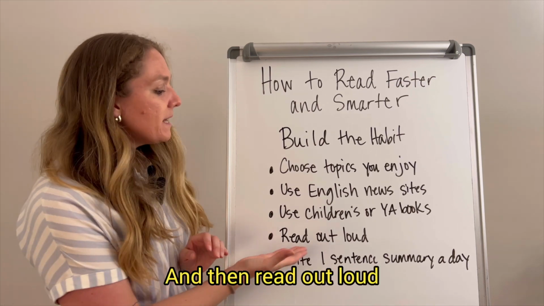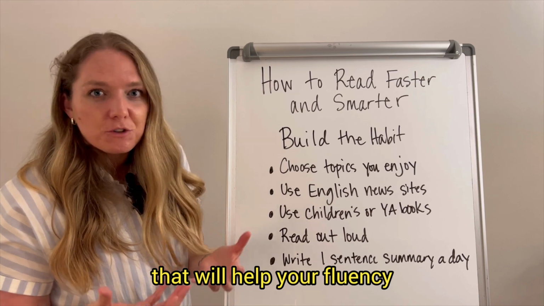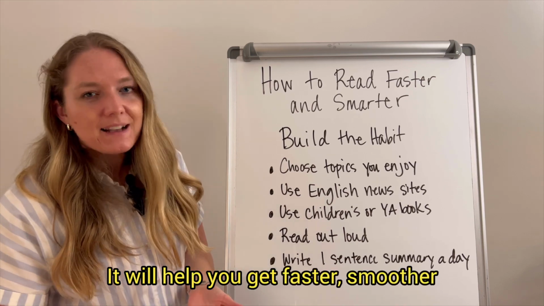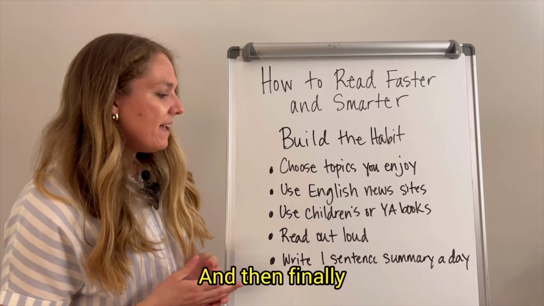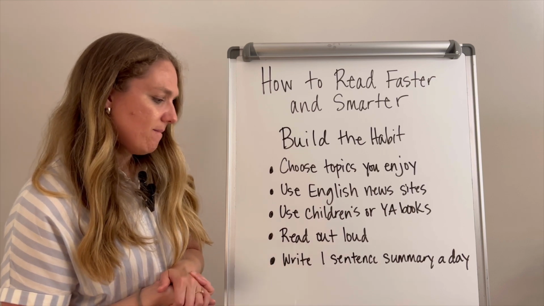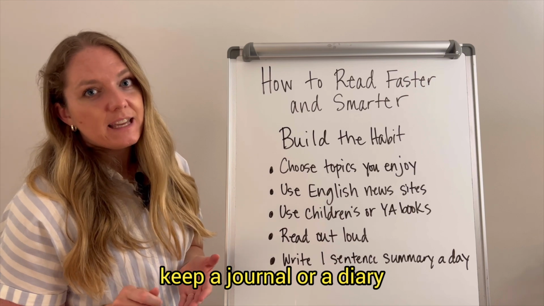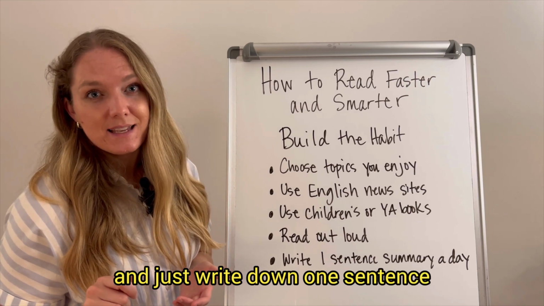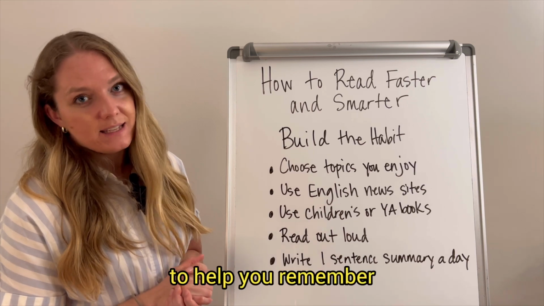And then read out loud. When you read out loud, that will help your fluency. It will help you get faster, smoother, better at reading. And then finally, write a one sentence summary a day. After you read something, keep a journal or a diary and just write down one sentence that summarizes what you just read about to help you remember.